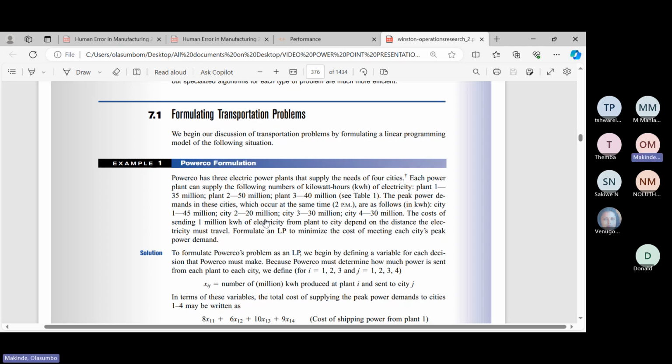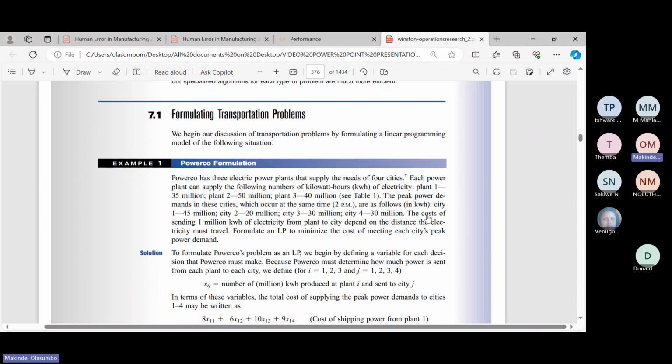So the question is, what is the total supply? What is the total demand? And if we know the supply, if we know the demand, then how best should we supply? Which power plant must supply which cities, so that at the end of the day, even as they do their supply, they are doing it in a very cost-effective manner. So when you deal with that kind of problem, you are dealing with a transportation problem. So I hope that makes some sense to you.